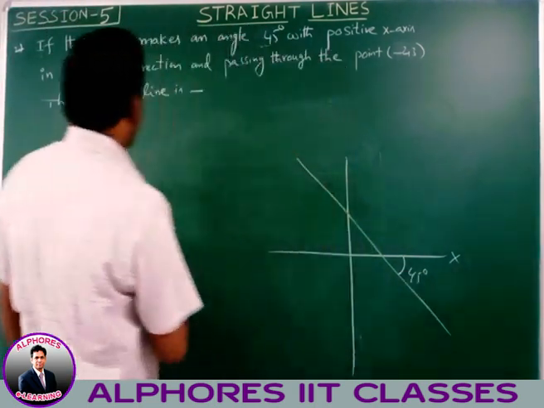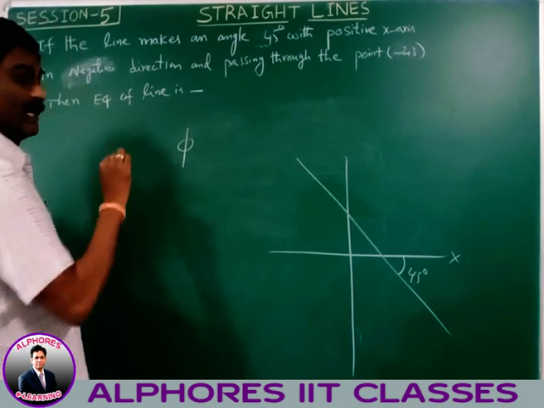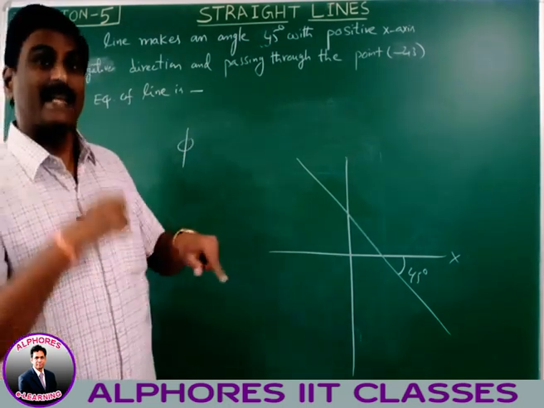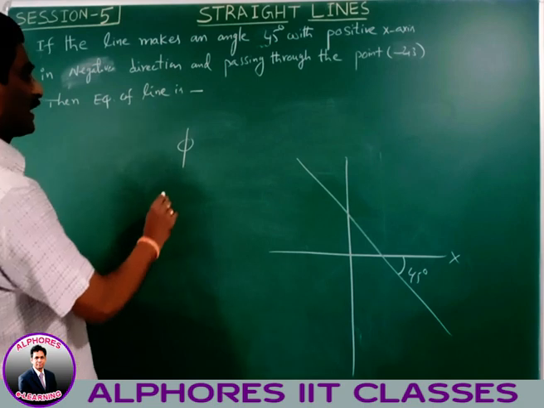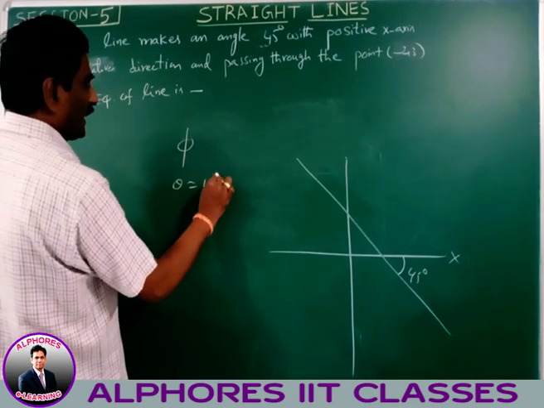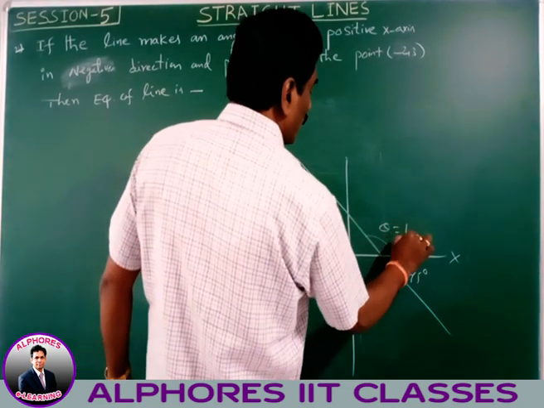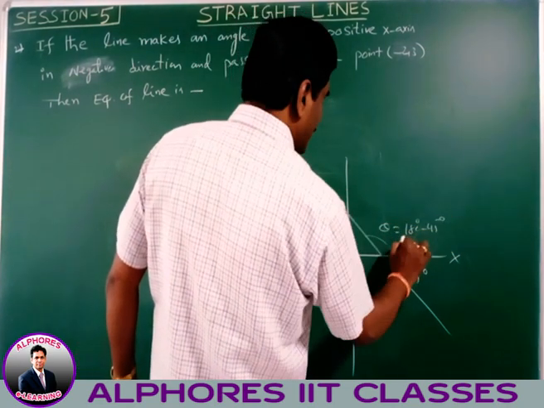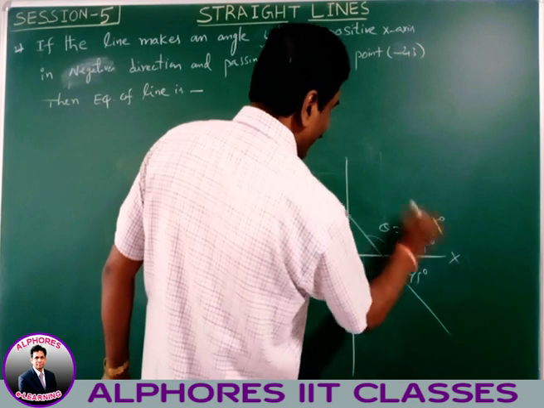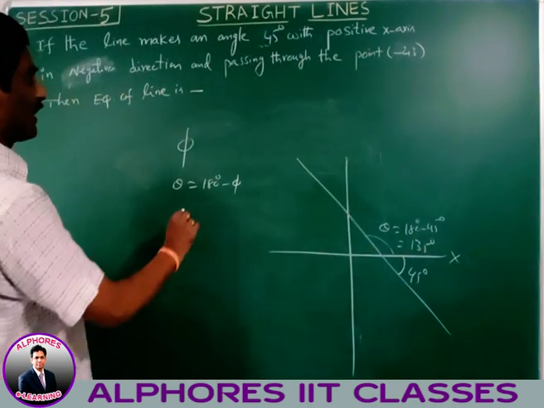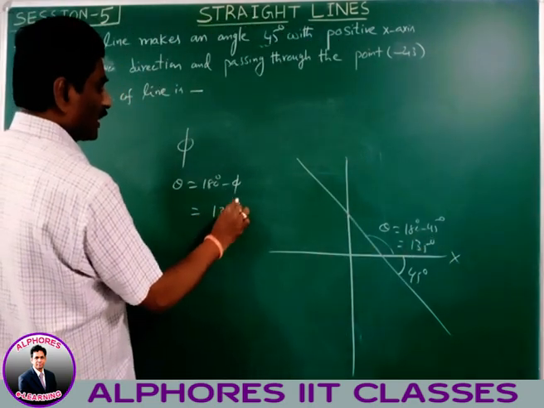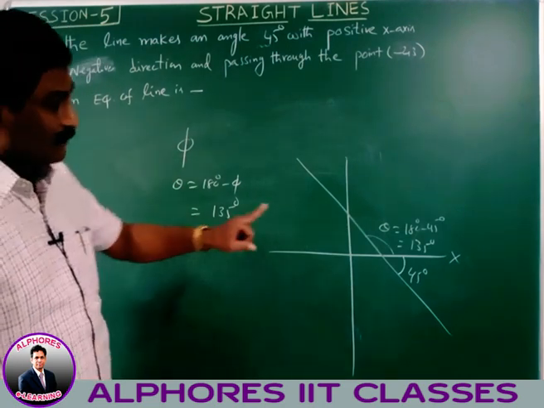If the line makes an angle pi with positive x-axis in negative direction, what is the angle of inclination? Theta is equal to 180 minus pi. Here it is 45, so theta is equal to 180 minus 45. What is that value? 135 degrees. Here, the angle of inclination theta is equal to 135 degrees. Okay, please observe this value.